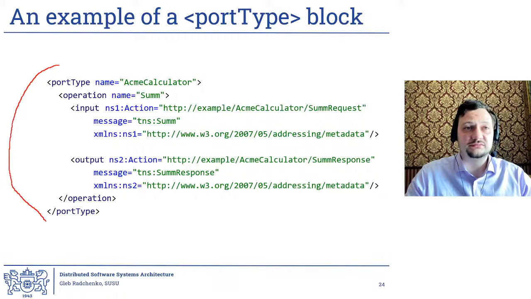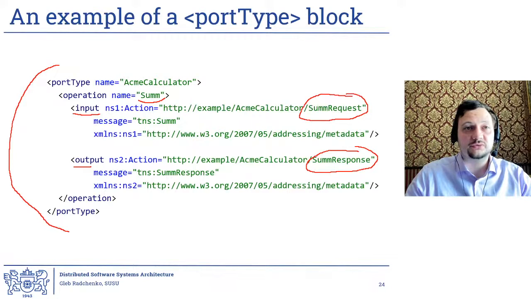And this is a more precise definition of the port type block of our Acme calculator web service. And in this block, we can see that we define our operation sum, and we define that this operation sum has an input message, sum request, and an output message, sum response. And this input message, sum request, would be held by the standard name TNS sum, and the output message would be defined by the message sum response.